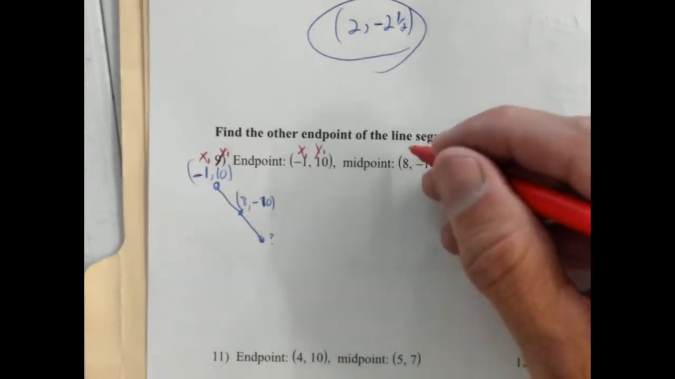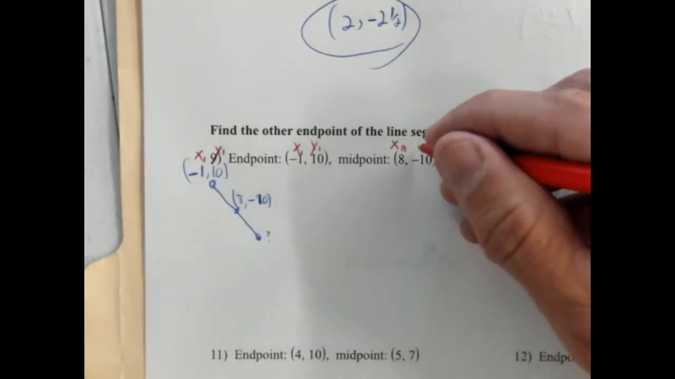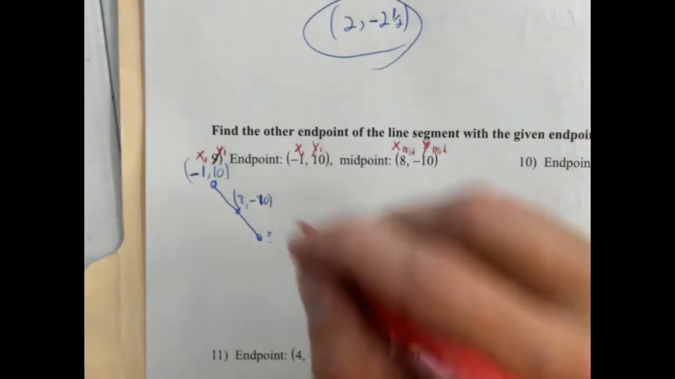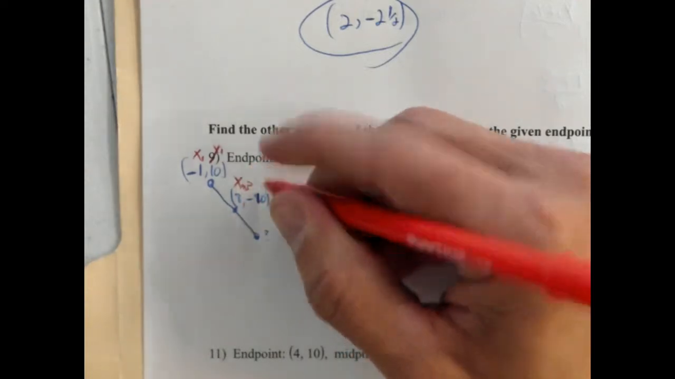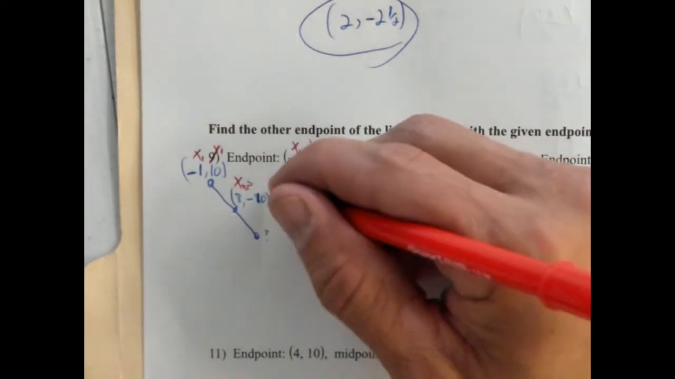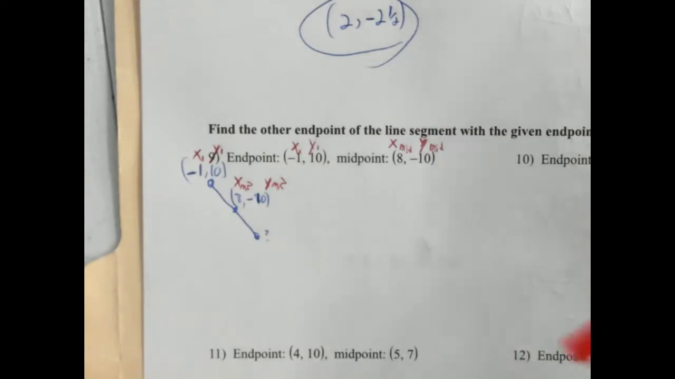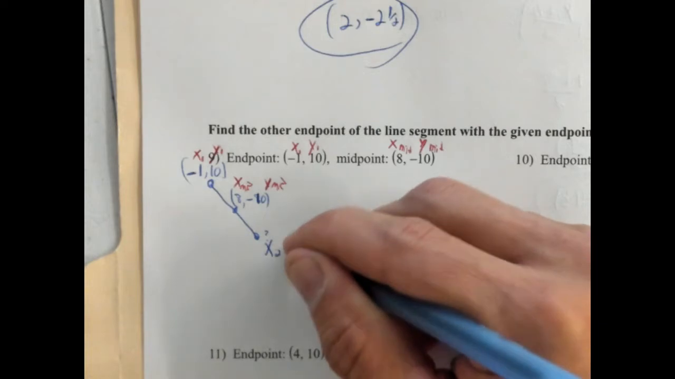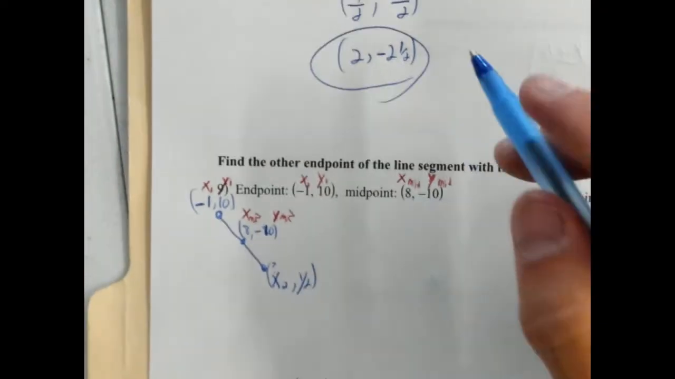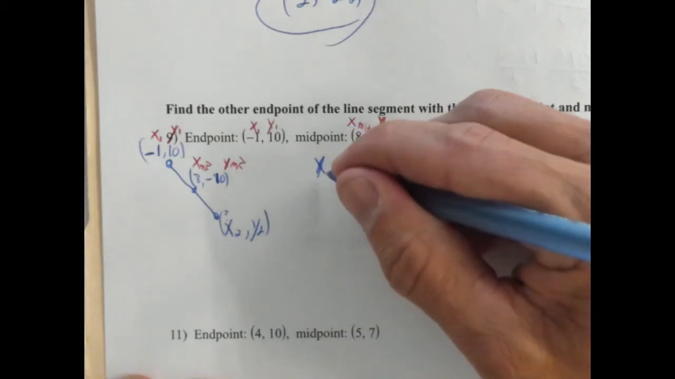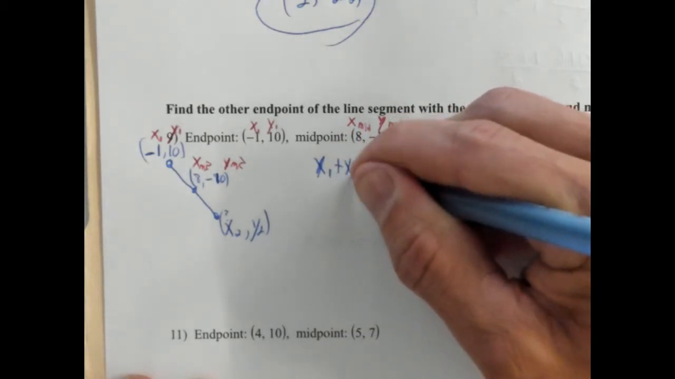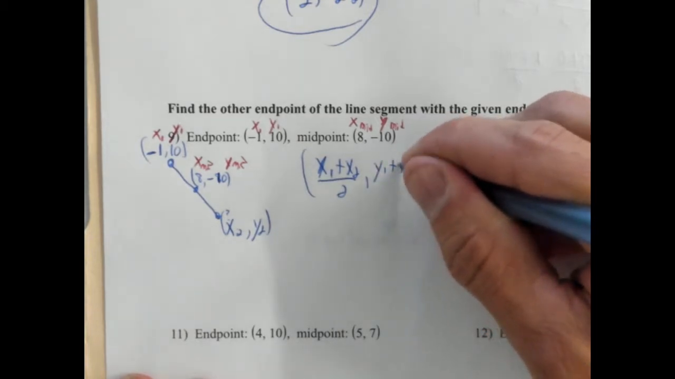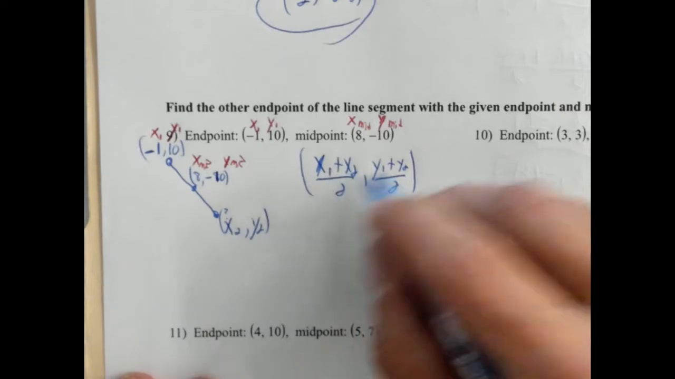And this I would call x sub m for midpoint, however you want to write it. It's just a little notation I'm using here. So our x sub mid would be 8, and our y sub mid would be negative 10. Okay? And then we're looking for, obviously, the other endpoint, which is x2, y2. So what we can do is actually use the midpoint formula. We're going to say x1 plus x2 over 2, and then y1 plus y2 over 2. That's the midpoint formula.